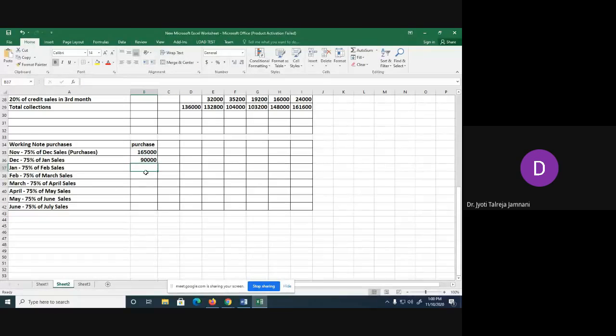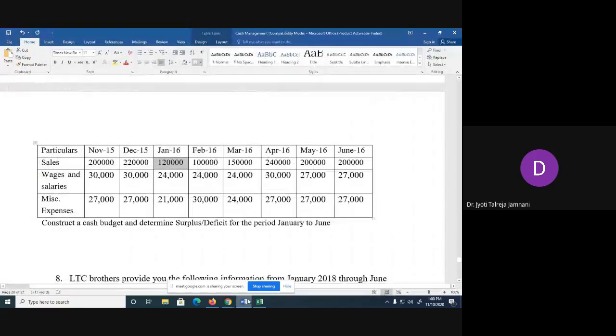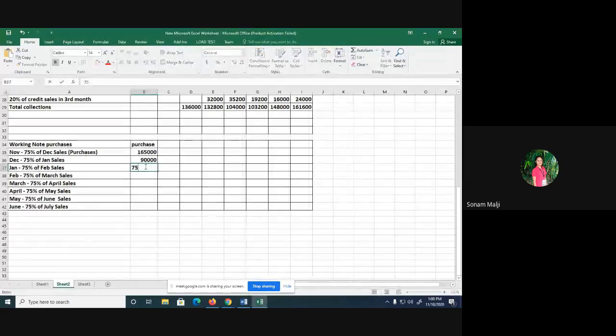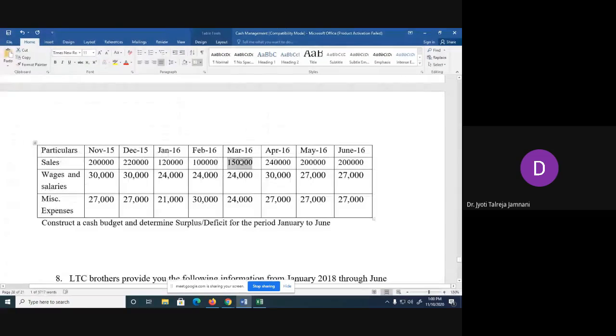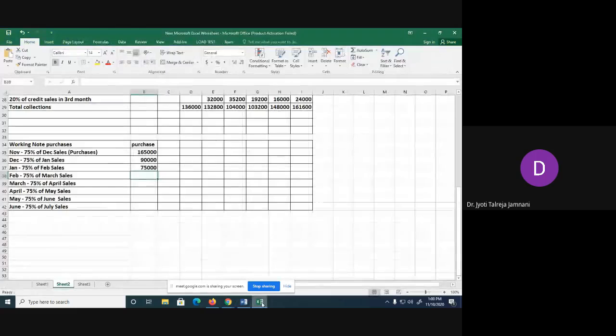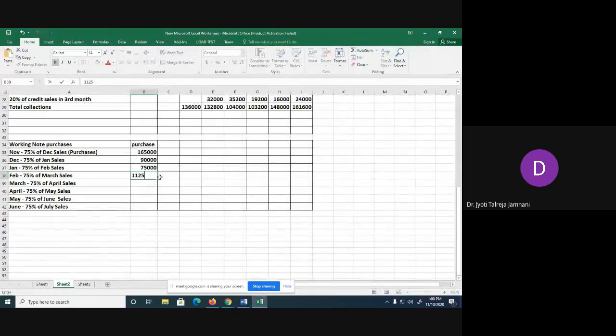Similarly, 75% of Feb sales in January we have to take. So 1 lakh is the Feb sales. 1 lakh 75% is how much? 75,000. Okay. Then similarly for Feb we have to see March sales. So March is 1,50,000. 75% of March is 1,12,500. So I'll write the values here. I hope you understood how I am calculating it. Yes, ma'am.